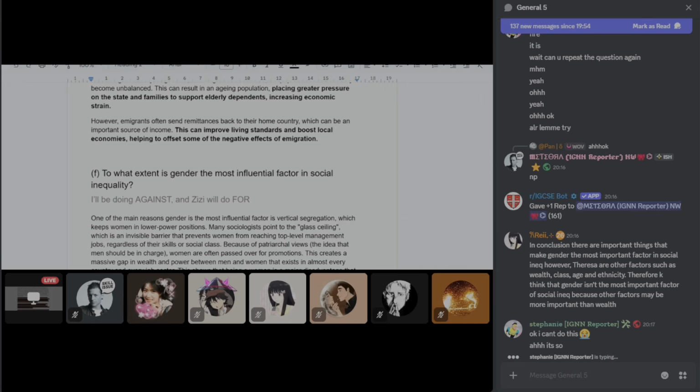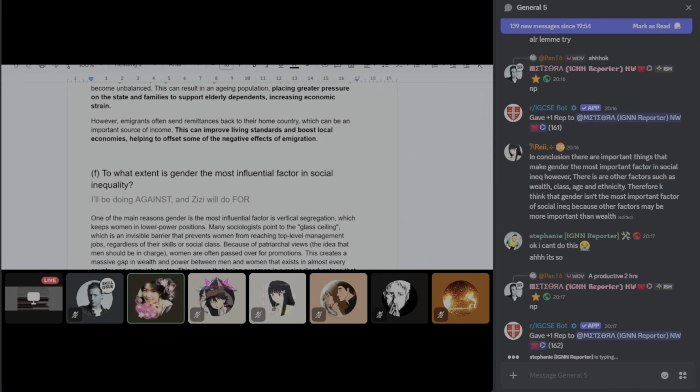For Ray's conclusion, maybe you could talk about how gender is the most important factor, what makes it an important factor, summarize all the points, and then say your alternative. Be specific which type of factor and exactly why. Saying because other factors may be more important than wealth is too vague. You should be more specific.